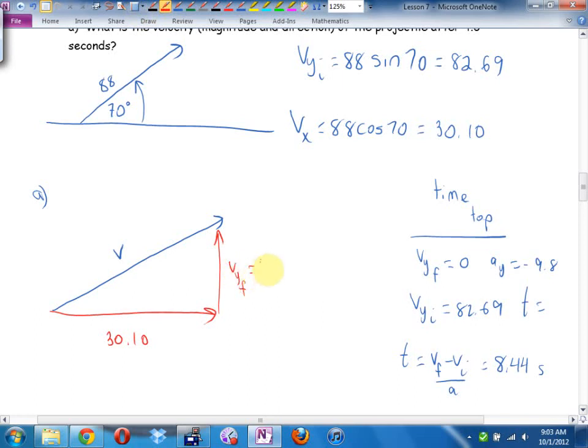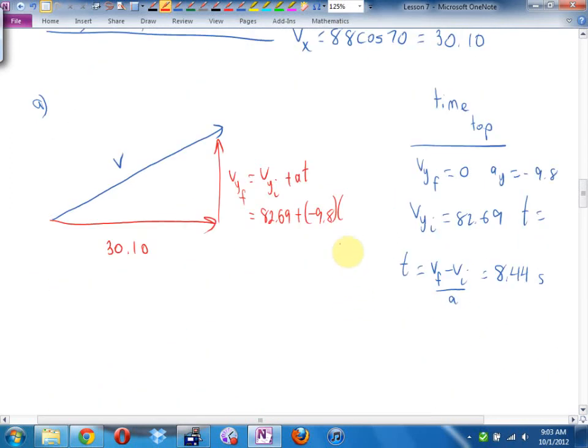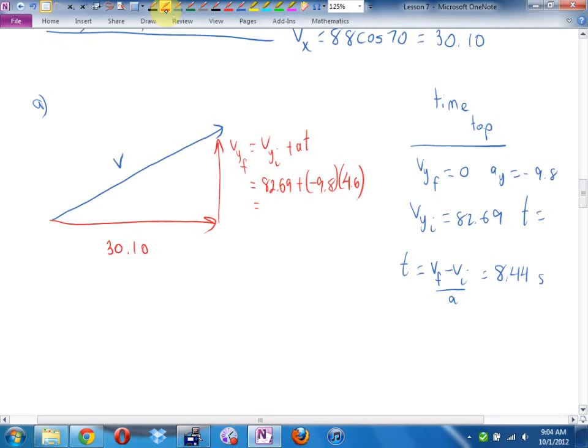VY final, which I'm pretty sure is VY initial plus AT, which is going to be 82.69 plus negative 9.8 times, was it 4.2 seconds? Is that what I said? No? 4.6. What's my final vertical velocity? 82.69 plus negative 9.8 times 4.6. Should be less. I'm going to guess around 61. Sorry? 37.61. 37.61. Anybody else?